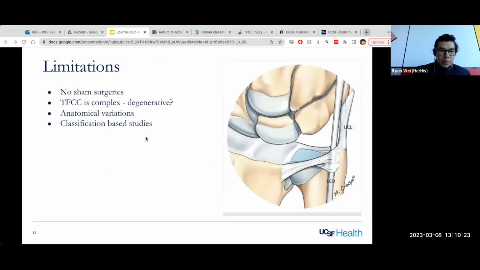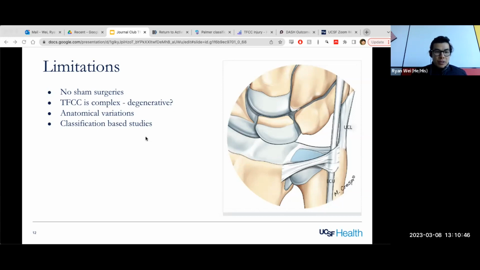And so limitations wise for this review, there's no sham surgery. None of them went in and made a sham version of the surgery. They talk about the TFCC being complex with anatomic variations in blood flow. And so does that lead to any challenges in repairs and outcomes? And does that make a difference?